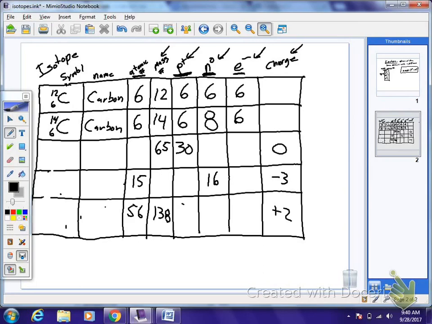See, they'll be the same. And then so the charge, of course, we know is 0 because they match up. They match up, then there's no charge. So the next one is no charge.